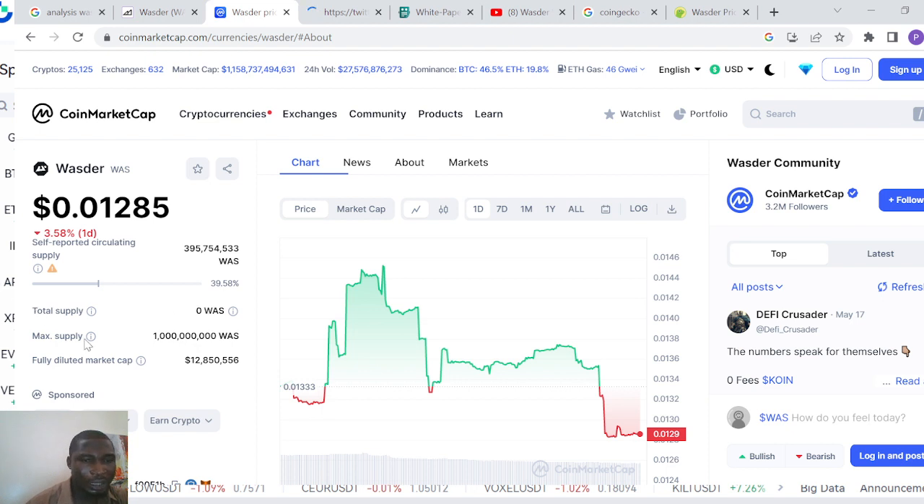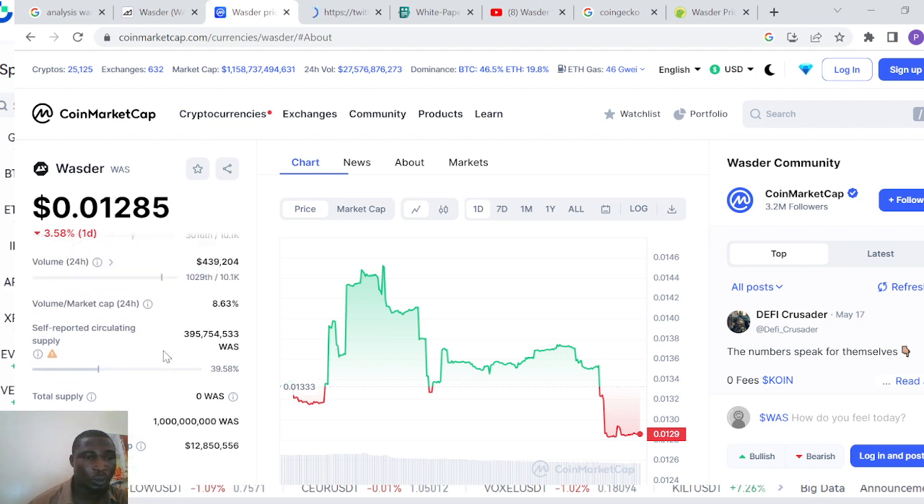Now, looking at this, you can see the total supply. The total supply is actually zero. We don't have any total supply. The maximum supply here is around, look at the maximum supply, million we have here. We also have the fully diluted, which is just what has been diluted into the market. So it is not even up to one third of the total supply that has been diluted. There's still a lot to actually put into the market.